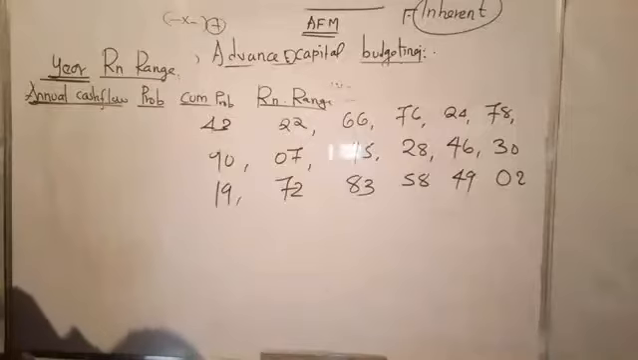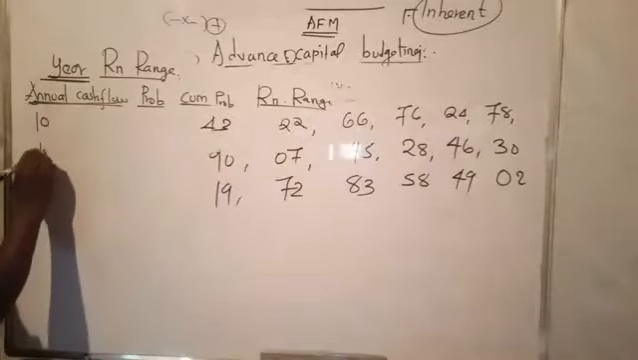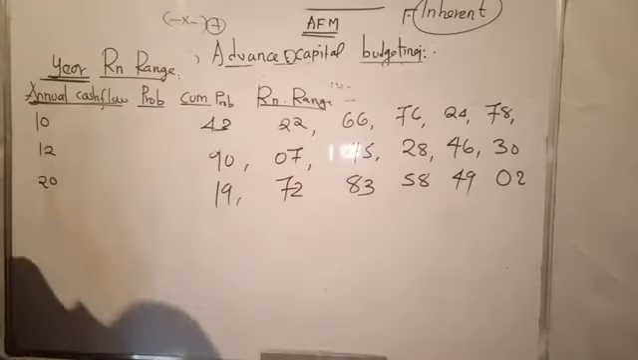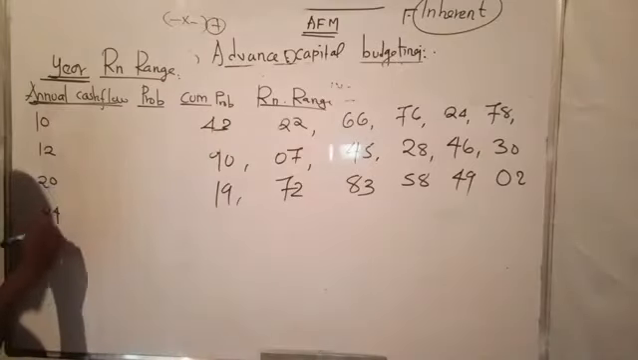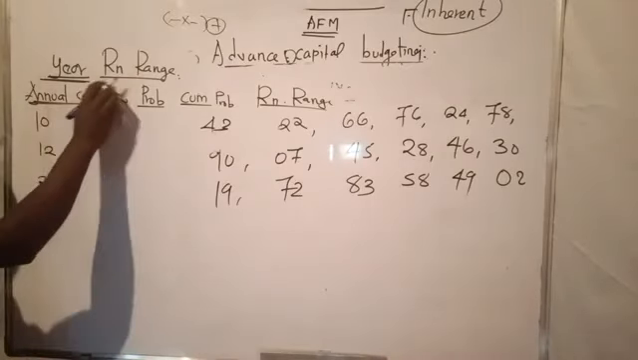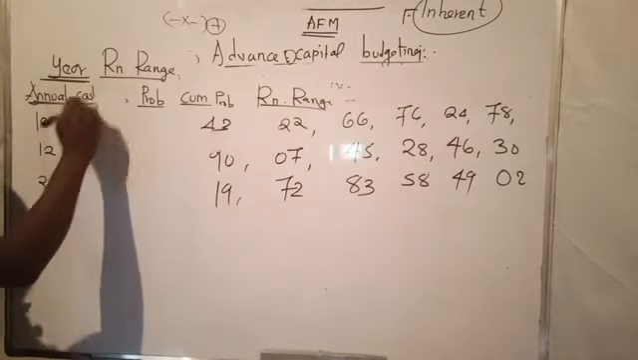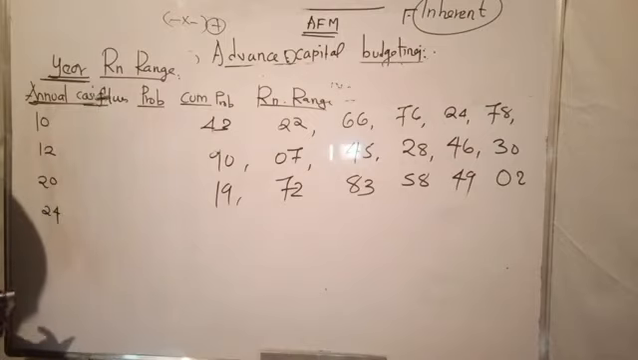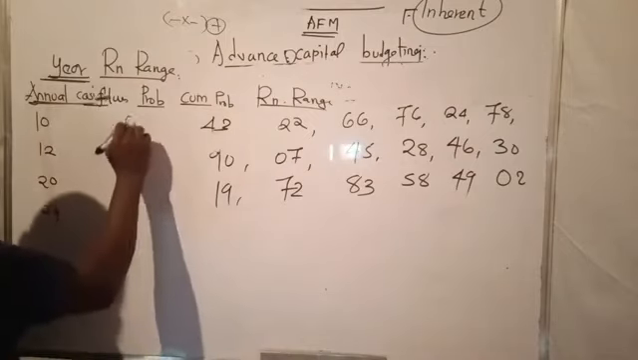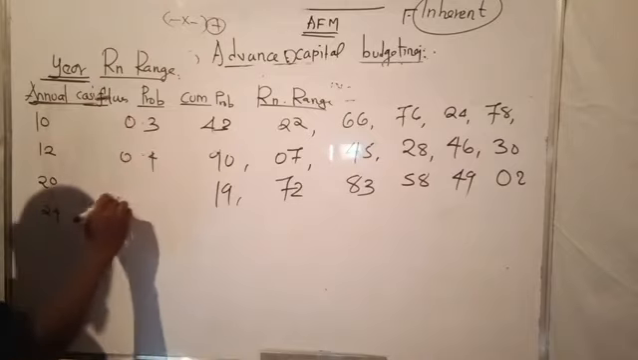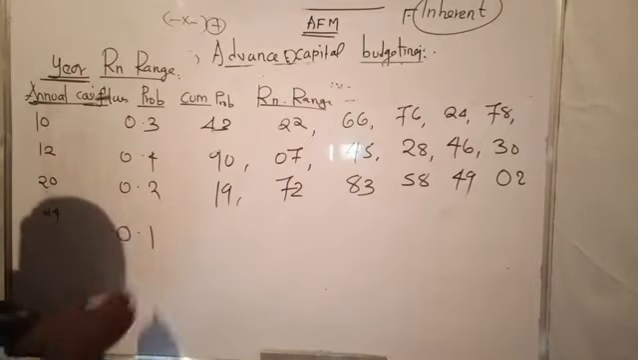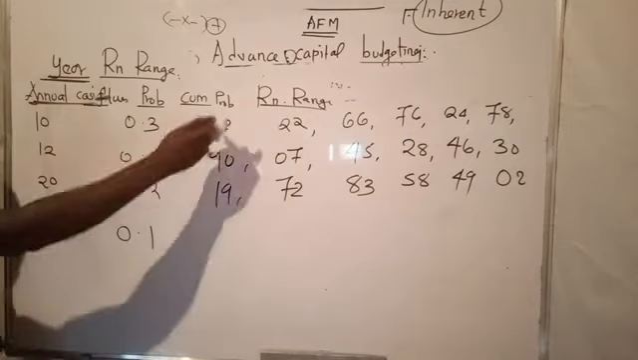Like the first annual cash flow was 10, 12, 20, 24. That is annual cash flow. Probabilities are 0.3, 0.4, 0.2, and 0.1. So you can get cumulative. I hope we shall make it easy.